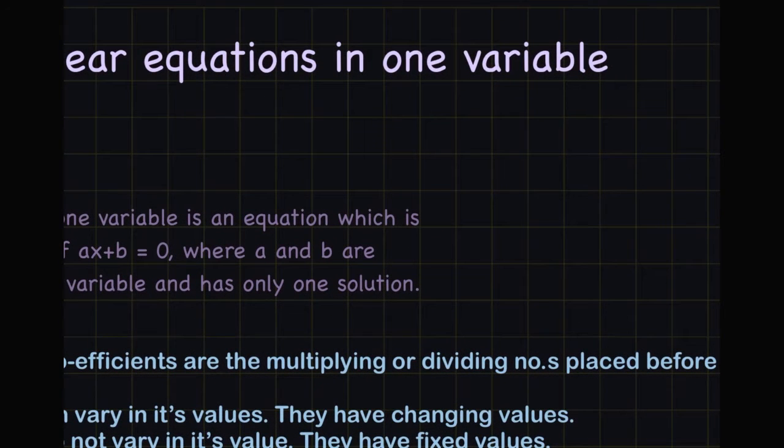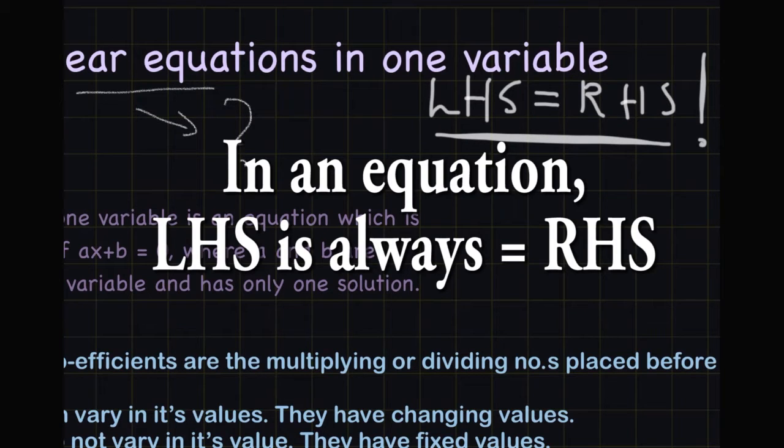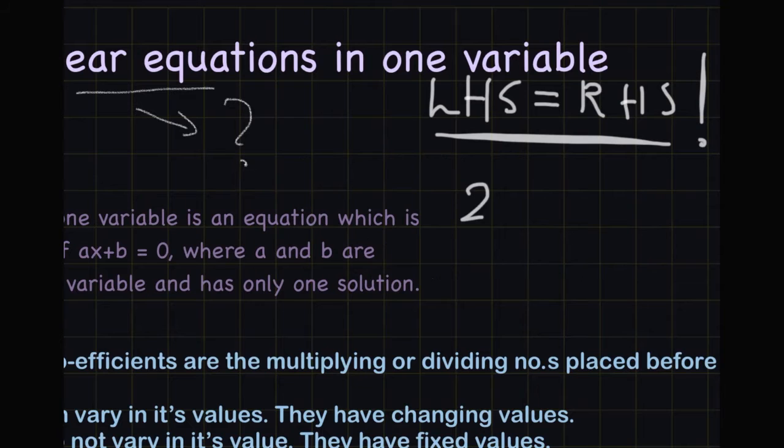So the most common question that arises here is, what are linear equations in one variable? In order to understand that, first of all let's take a look at equations. An equation has two sides, the left hand side or the LHS and the right hand side or the RHS. When the left hand side is equal to the right hand side, it can be called an equation. Now let's take an example.